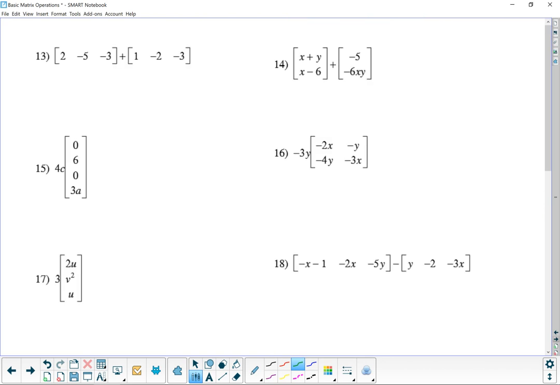Okay, backside, same kind of idea. Because they're the same size, you can add them. So 2 plus 1 is 3. -5 plus -2 is -7. -3 plus -3 is -6.